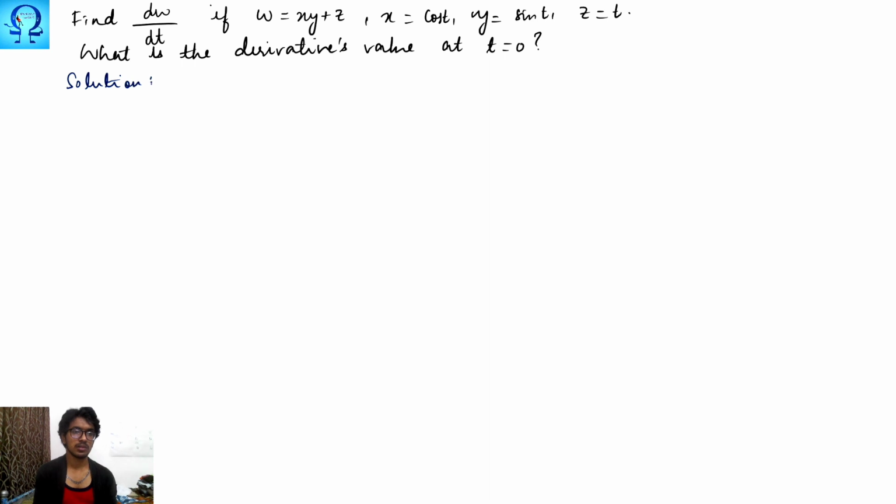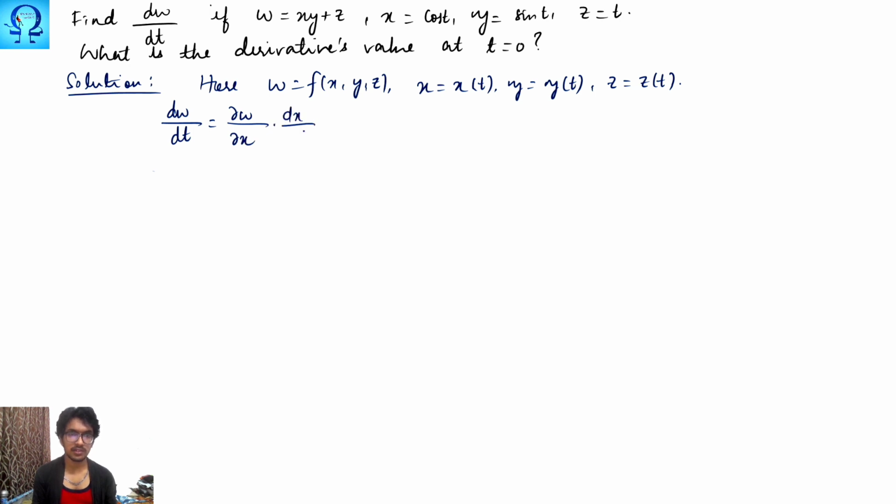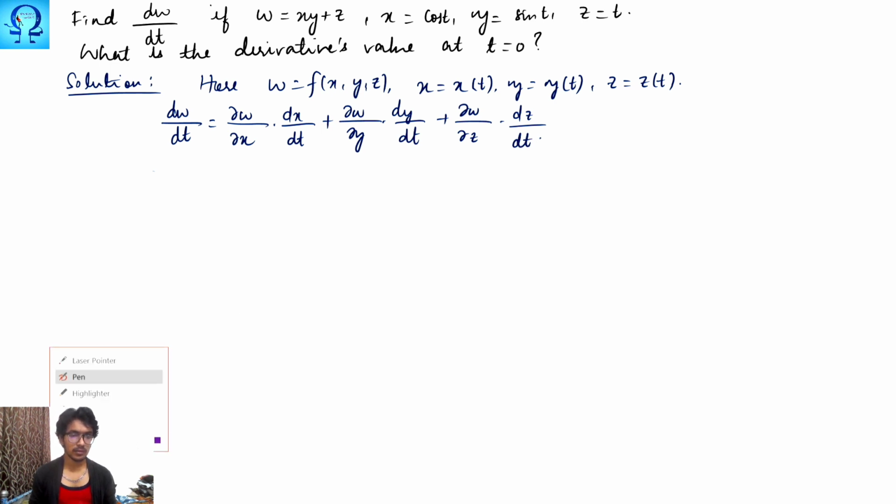So in the solution, here w is a function of 3 variables and x is some function of t and y is some function of t and z is also some function of t. So in this case, if you wish to study dw upon dt, first your w can be differentiated with respect to x and your x is a function of t. Similarly, your w is a function of y, so this contributes this term, and then you are going to have a term for z. Okay.